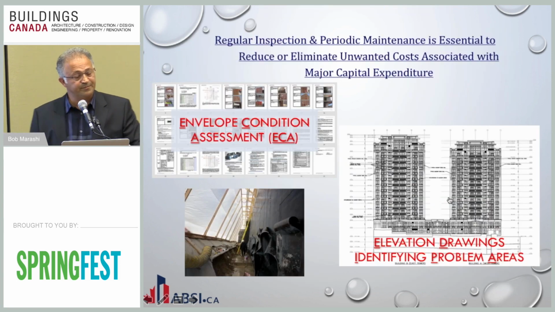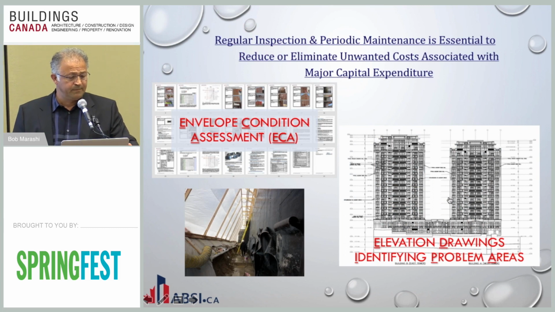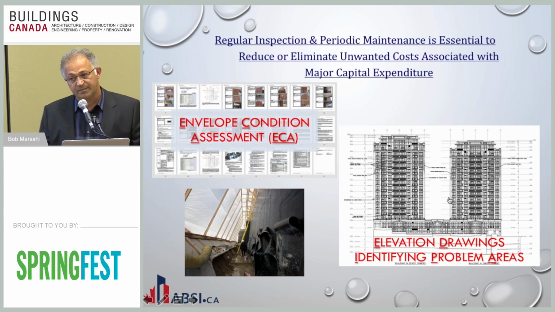So regular inspection and periodic maintenance is very important. It's important for you to make sure that everything in the building is intact. And if any problems come up, you can address them and fix them before it's too late. Again, get a report, get a drawing, make sure all the problems are documented at every stage as the building goes through its age and life cycle replacement. If you don't do that, you're going to end up with major capital expenditures. Instead of normal costs, it's going to cost you a lot more.